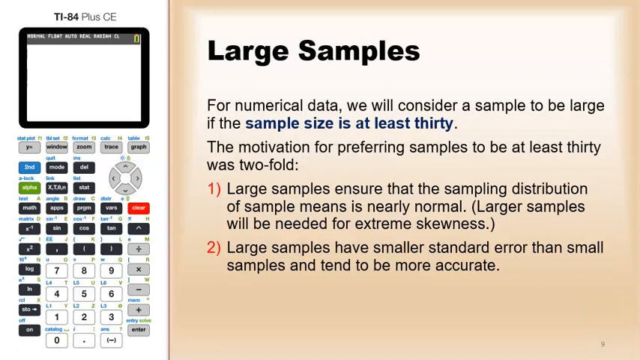In general, when it comes to numerical data, we don't talk about successes and failures now. For numerical data, we'll consider a sample to be large enough if the sample is at least 30. The motivation for samples to be at least 30 is twofold. First, large samples ensure that the sampling distribution of sample means is nearly normal. As you saw from the last few examples, the larger the sample, the more closely it follows the normal distribution. And also, larger samples will have smaller standard error than smaller samples do. So larger samples would tend to be more accurate.